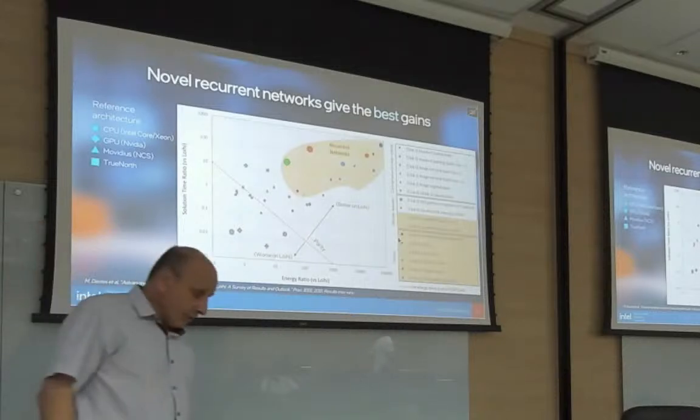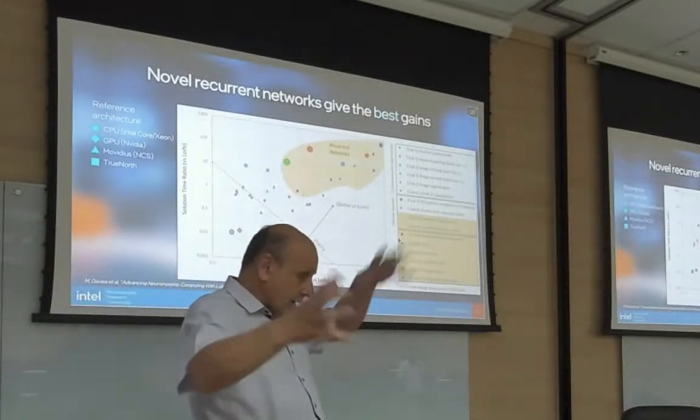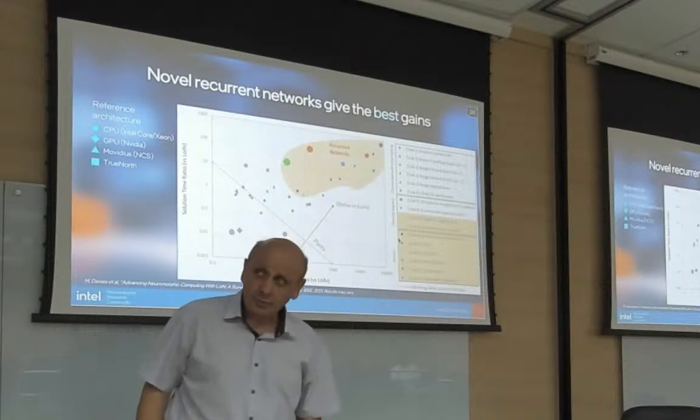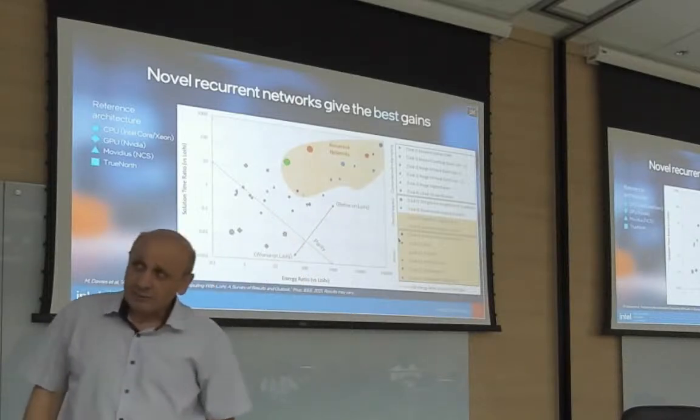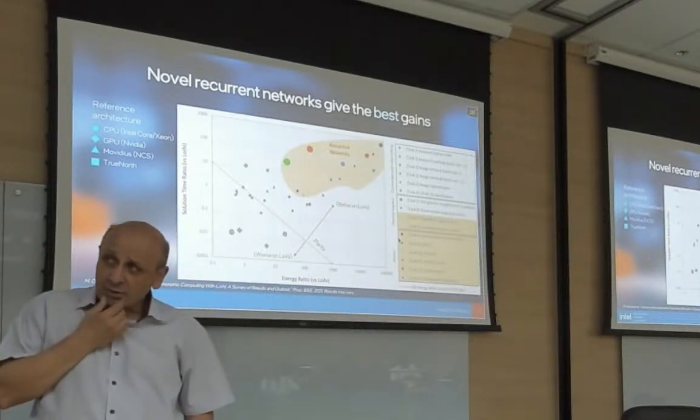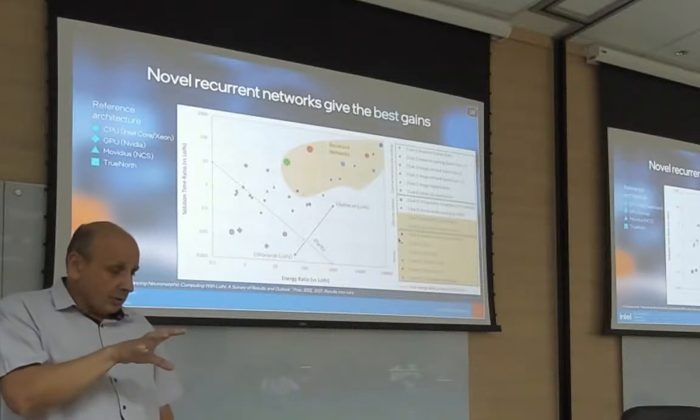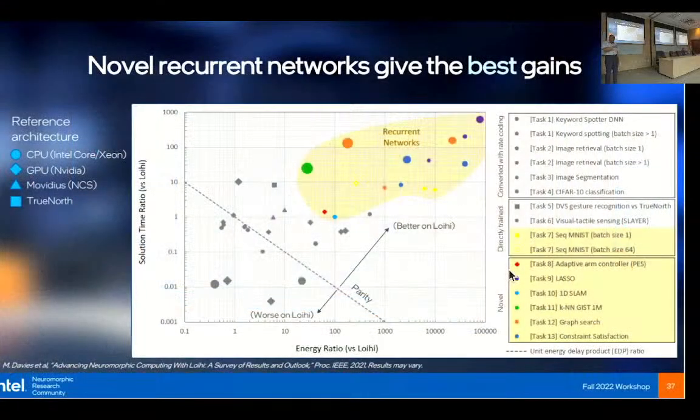Intel also did a lot of research with other groups and their in-house groups to try to identify problems for which the novel architecture is competitive or outperforms standard architectures. Mostly what they found out is that standard problems from machine learning with deep nets, they don't do that well on Luigi.